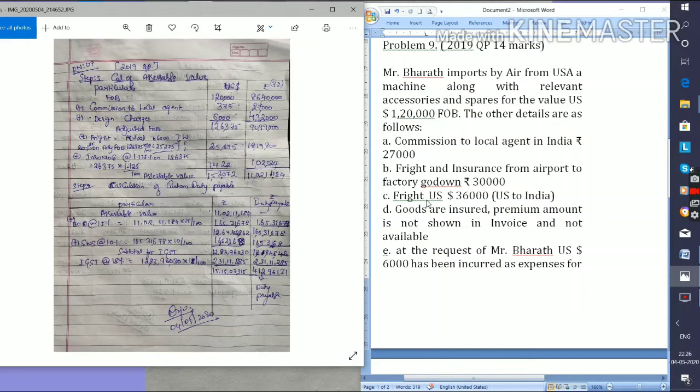Next one, freight US dollar 36,000. Take it in step number 1, that is calculation of assessable value. Compare the actual with 20% of the adjusted FOB. Next, goods are insured, premium amount is not shown in the invoice and not available. Here, they must add insurance for the transaction. They already paid it, but they have not calculated it. How to calculate the insurance?